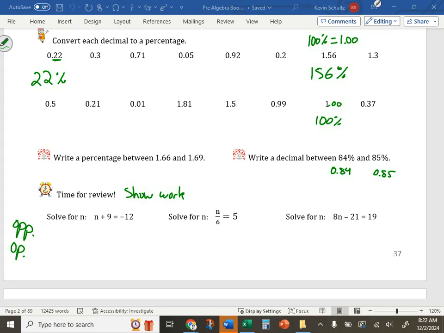Okay, I want to see the opposite operations. If you forgot opposite operations, look back. This one here, you can find it in PO 16. This is PO 17. Here's PO 18. Okay, look back at what opposite operations looks like if you forgot, but you do need to show that. Okay? Okay, that's all you have.